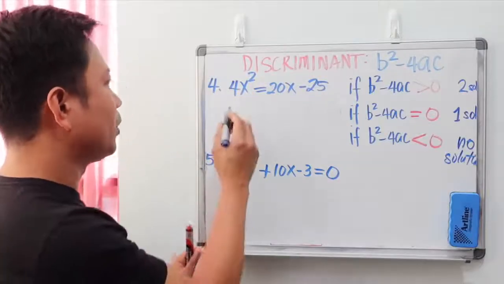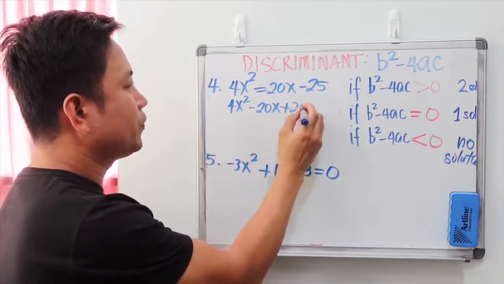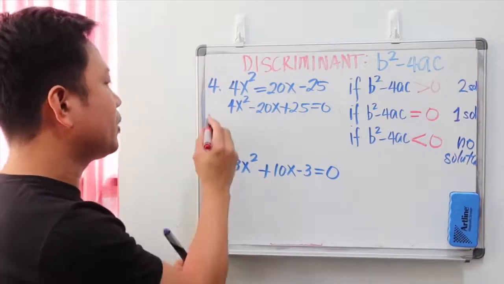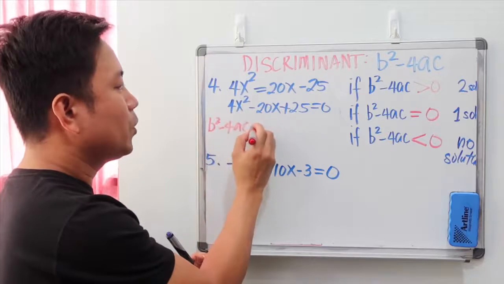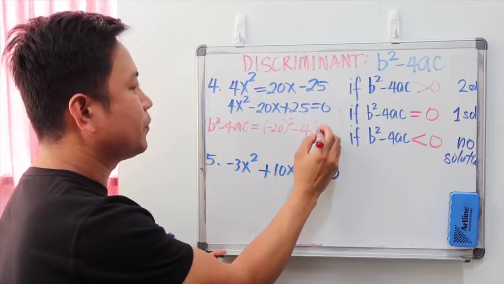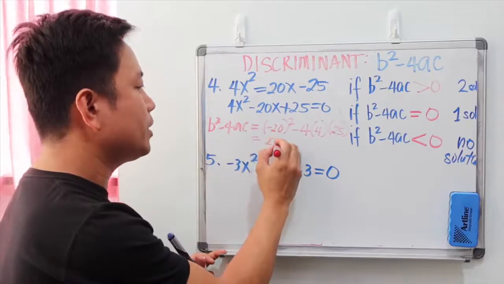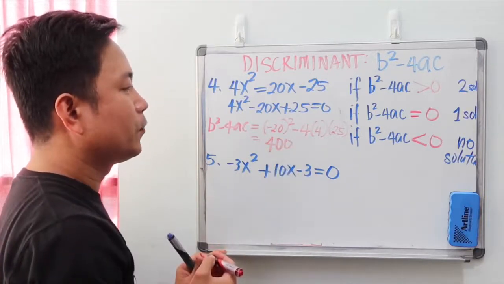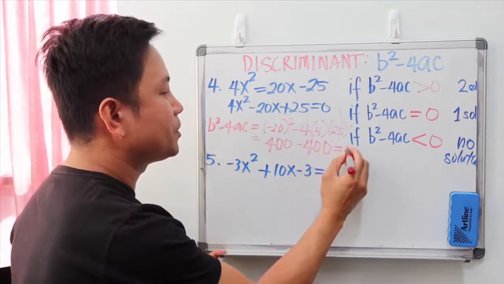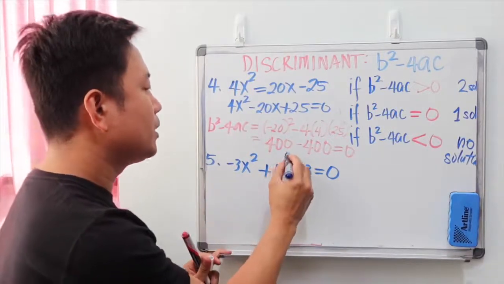So for example number 4, the standard form is 4x squared minus 20x plus 25 is equal to 0. Solving for the discriminant b squared minus 4ac, we will have negative 20 squared minus 4 times 4 times 25. Negative 20 squared is 400. 4 times 25 is 100, times 4 is also 400, so the discriminant is equal to 0. This means example number 4 will have one solution.